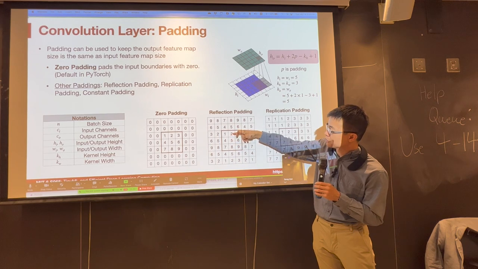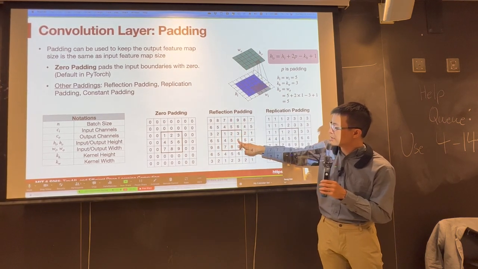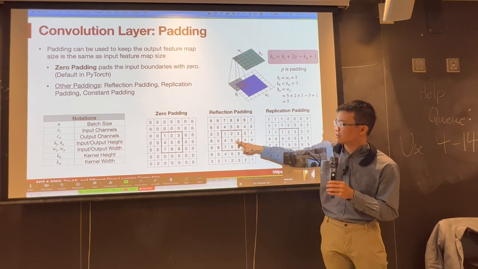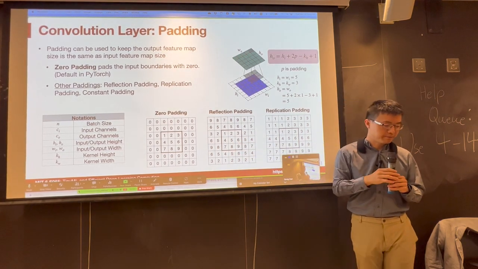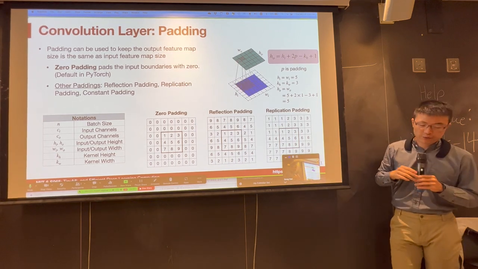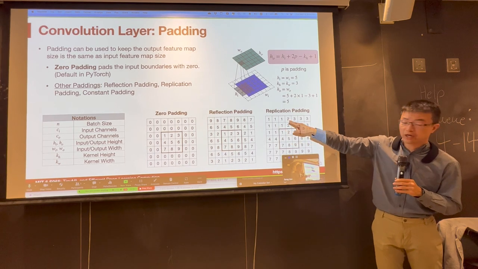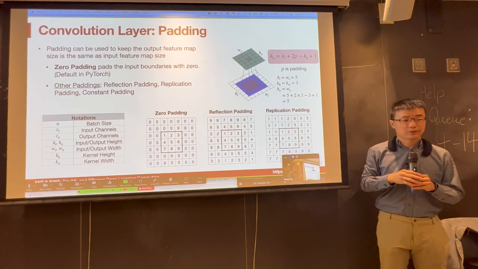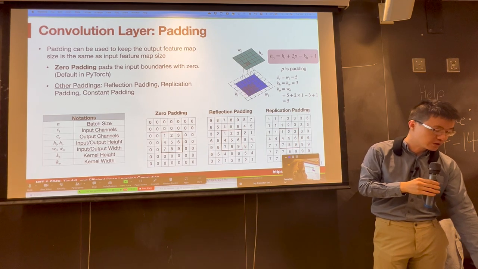For example, here we reflect 2, so we get 5, and then we get 8. Similarly, in this direction, we get 5 reflected with 6, and then 4 reflected with 6 again. We can also do replication padding. For example, we just replicate whatever element is closest to the previous element and replicate pad this feature map.